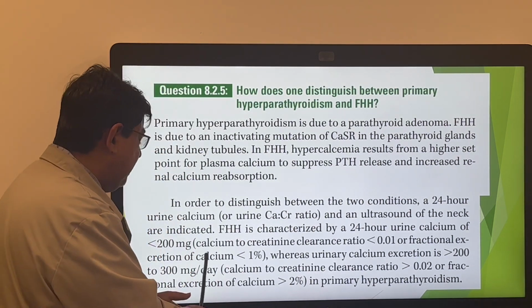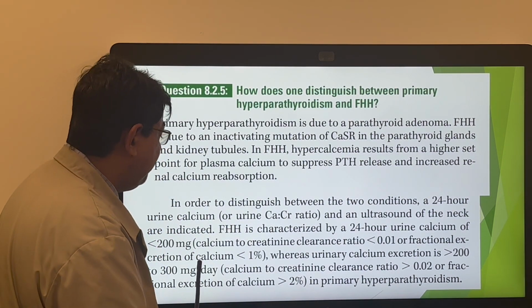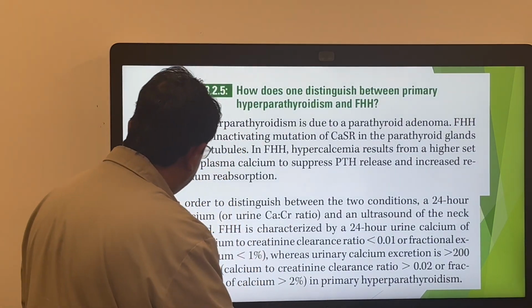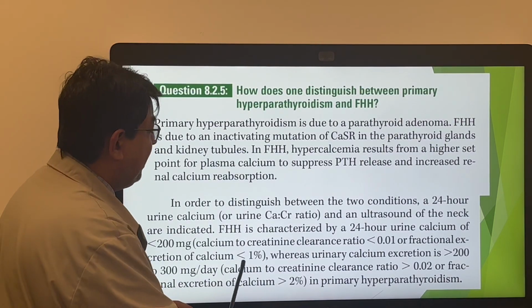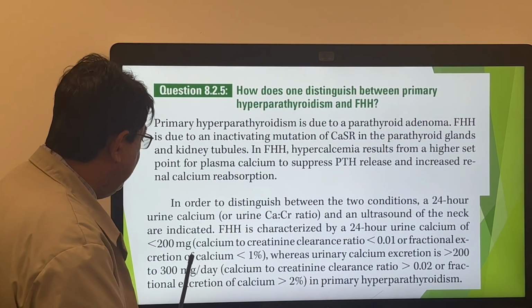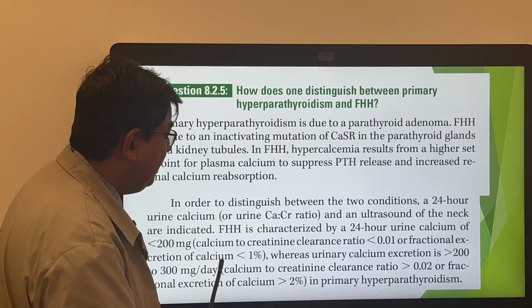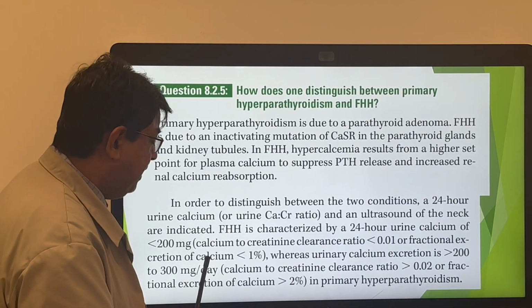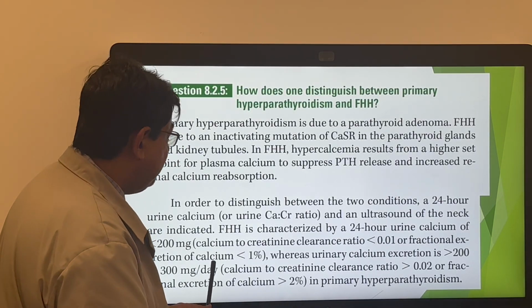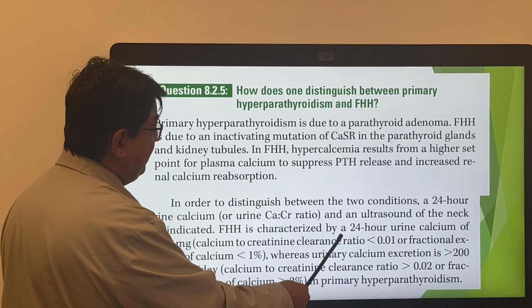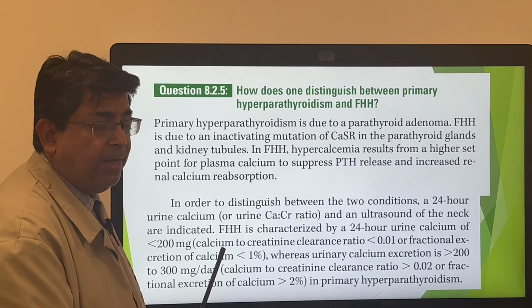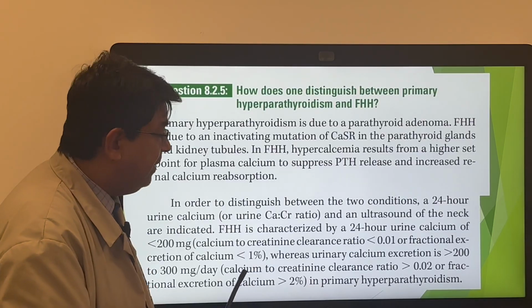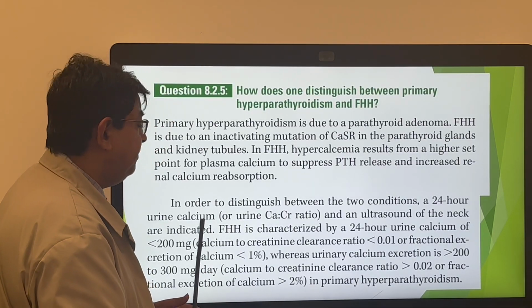The fractional excretion of calcium should be less than 1%, whereas in primary hyperparathyroidism, the urine calcium excretion is greater than 200 to 300 milligrams per day. The calcium to creatinine clearance ratio is greater than 0.02, and the fractional excretion of calcium is greater than 2%. You can use any of these. Typically, the 24-hour urine is too laborious and impractical. I personally feel that the urine calcium to creatinine clearance ratio is the most useful. The calculator is readily available, and all you need is a urine calcium and a urine creatinine, as well as serum calcium and serum creatinine. Next slide.